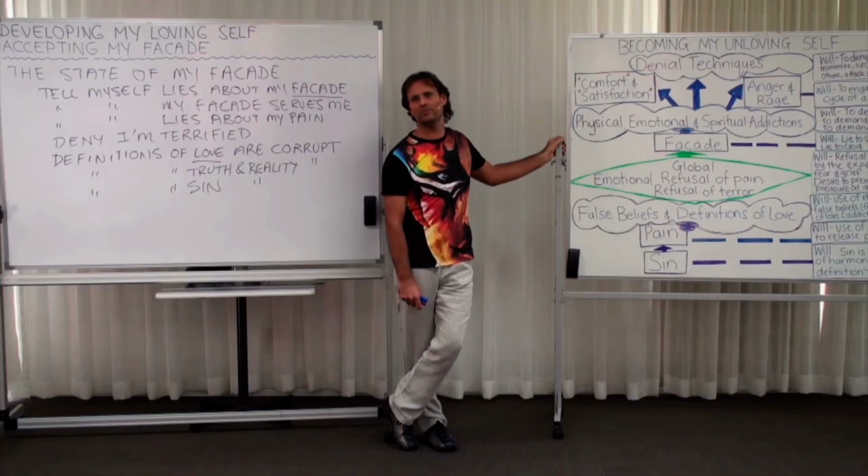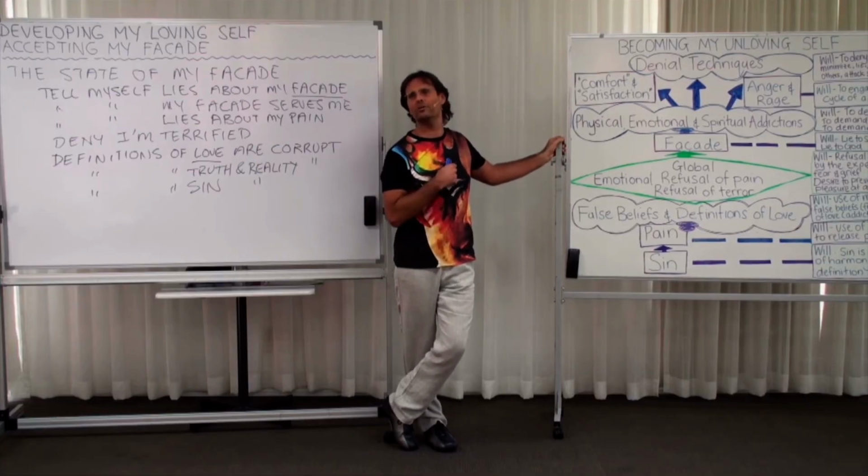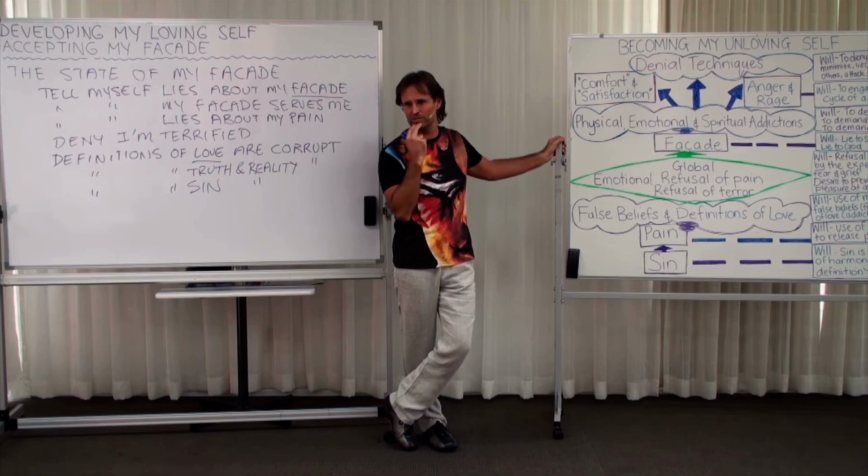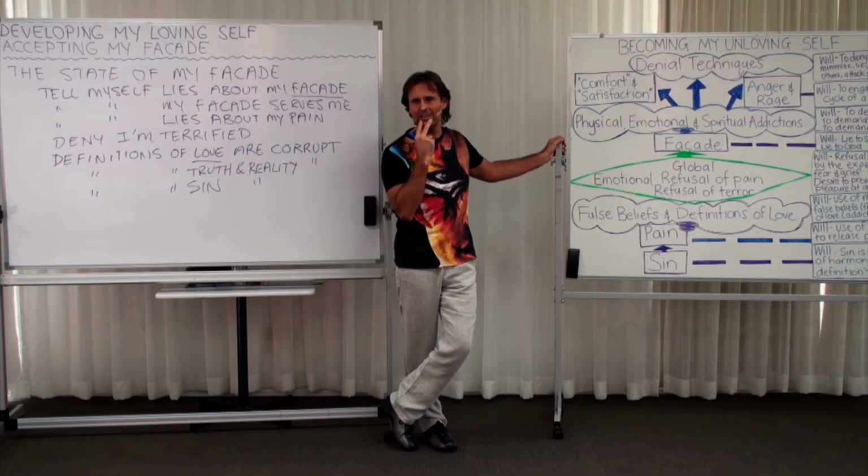Just a clarification on the diagram with the false beliefs and definitions of love. Are they the ones that were from our childhood, from our family of origin, from our society? Both from those sources and also our own choices. What we learn through making decisions and choices, and what the world then reflects back to us about those decisions and choices, frequently is false.